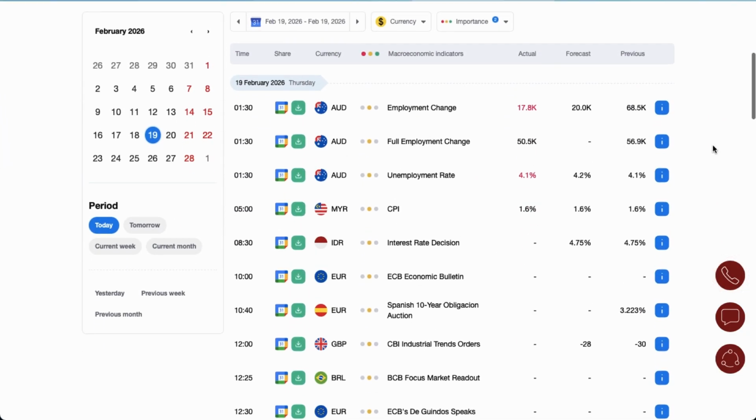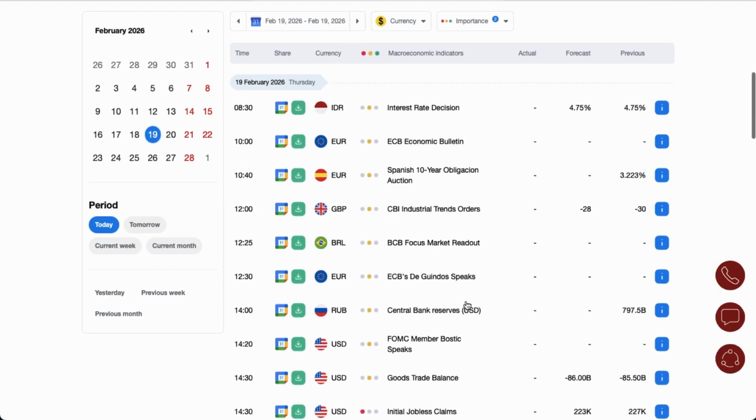Yes, Australia posted employment change down from 68,500 to 17,800. Full employment change down from 56.9 to 50.5. But the unemployment rate steady at 4.1%, less than the 4.2% forecast.